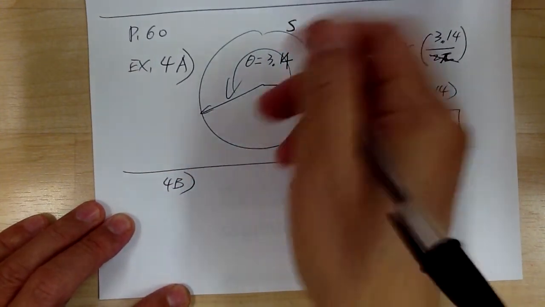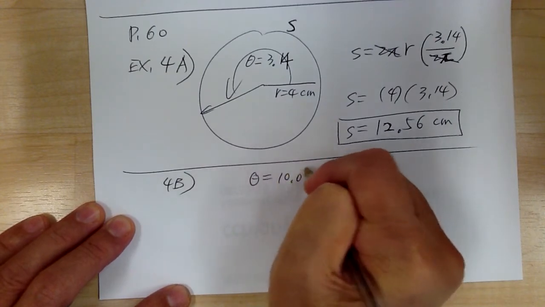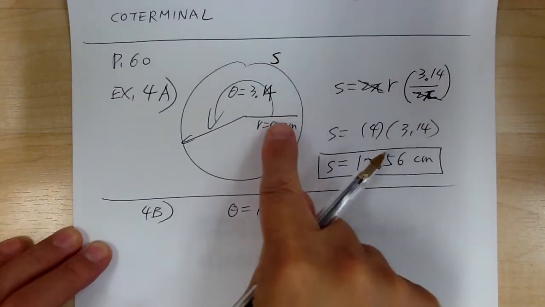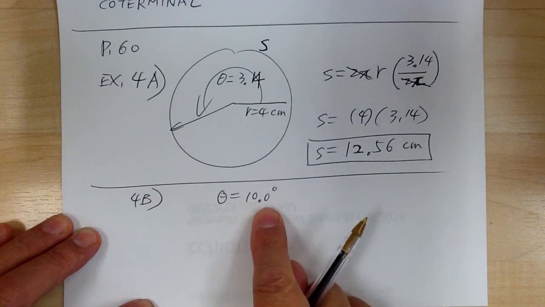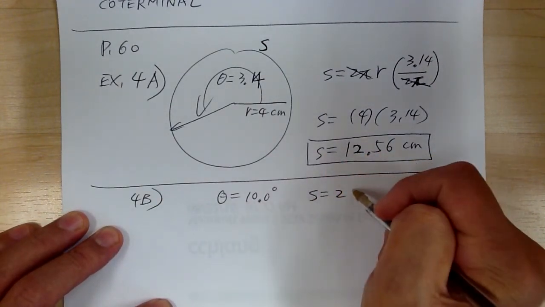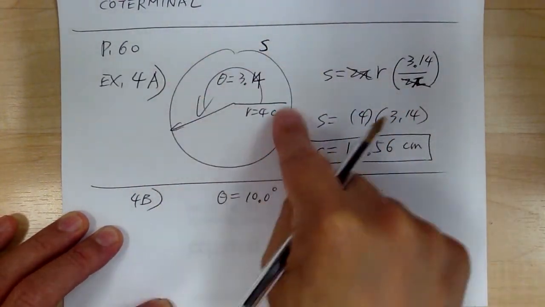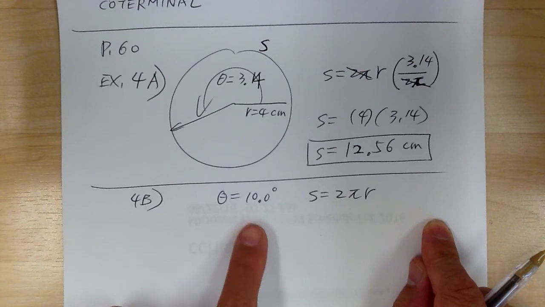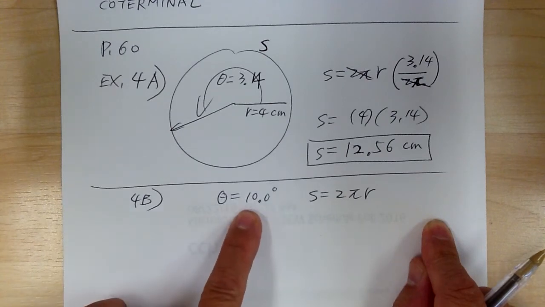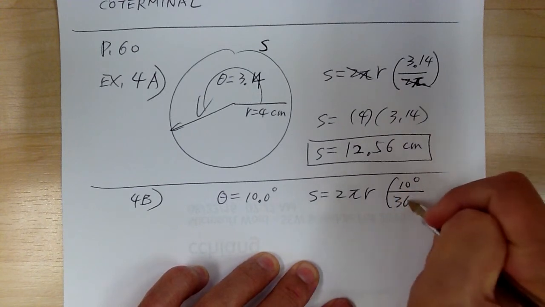So now you get the same thing, except now theta is equal to 10.0 degrees. You can use the same picture, but right now you have 10 degrees. Again, it's very simple. You get a whole circle, so 2 pi r, that's the entire circumference. But you don't want the entire circle, you just want the 10 degrees. So you multiply it by 10 degrees out of 360 degrees.